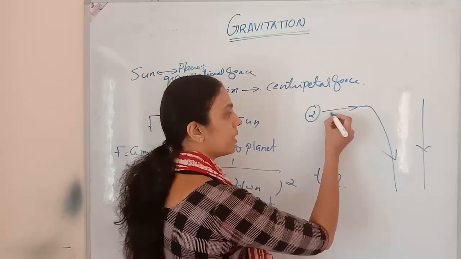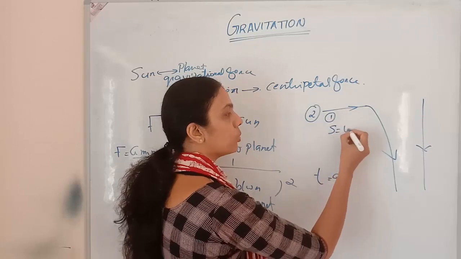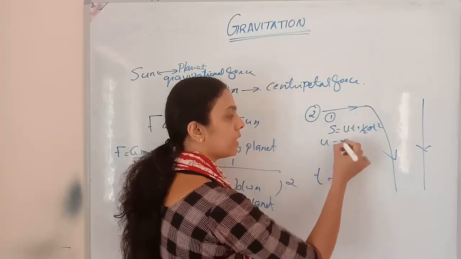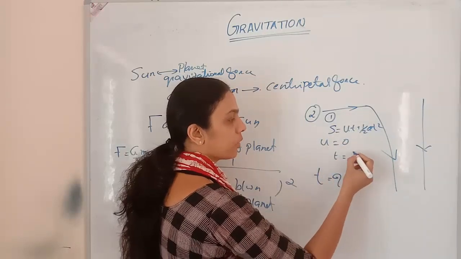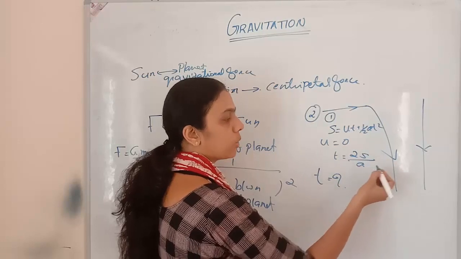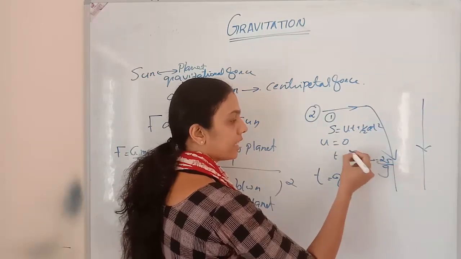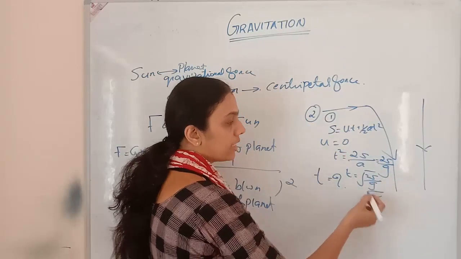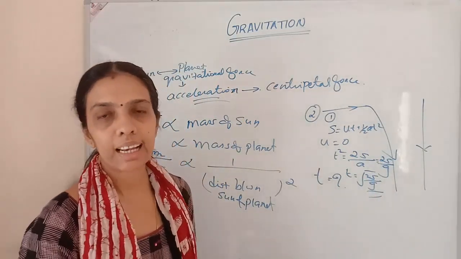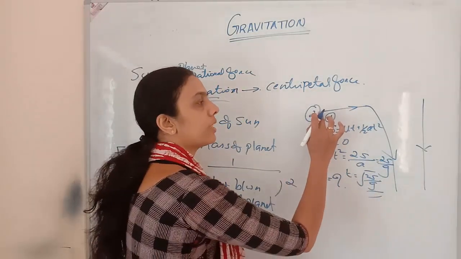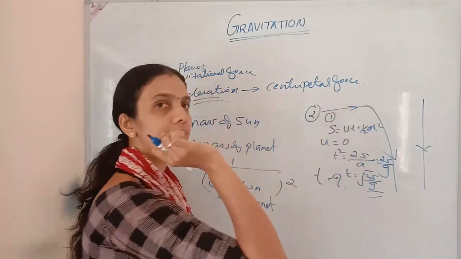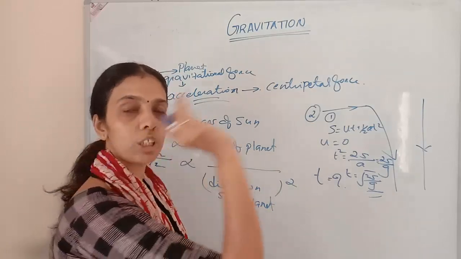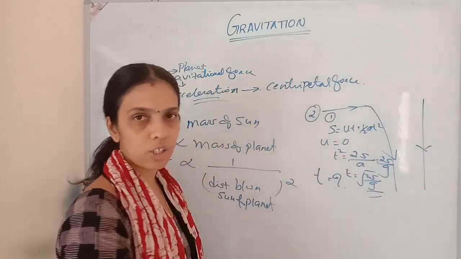So here for the first case, s is equal to ut plus half at square. If I take this formula, what is the initial velocity? 0. Then what will be the time? t equals 2s divided by a, and what is a here? It is the acceleration due to gravity. So t will be equal to root of 2s by g. It depends on the vertical height. Even when it is thrown like this, it keeps moving parallelly until the vertical velocity becomes 0. After that it starts to fall down.